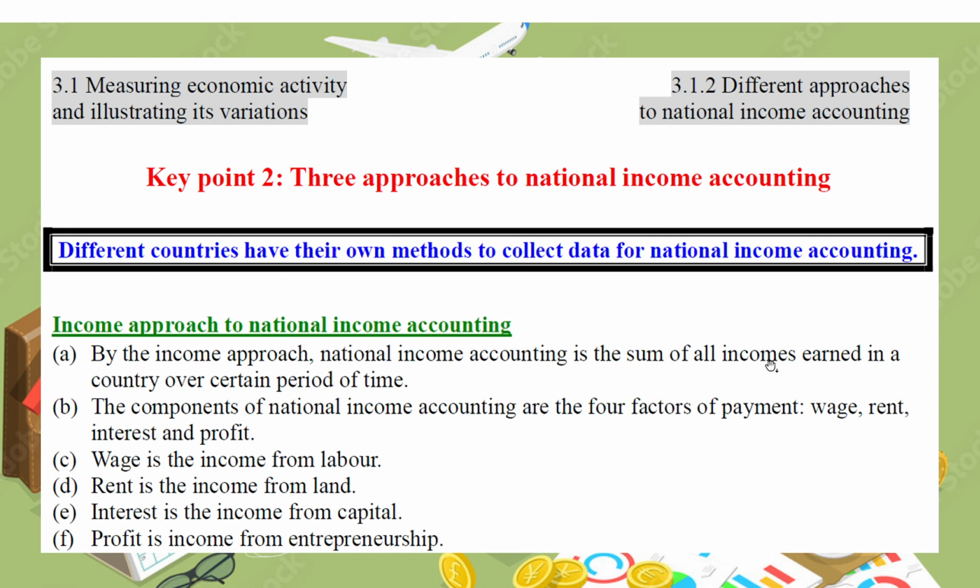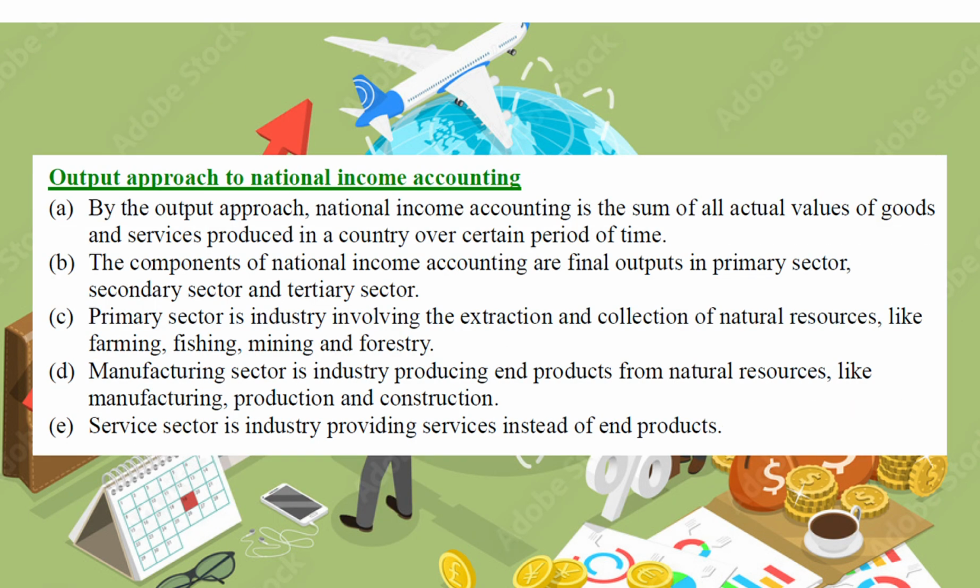But what is income? Yeah, four kinds of income. Do you remember? Wage, rent, interest, and profits. Okay. Wage is the income from labor, rent is income from land. Okay. In the general sense, okay. Interest is the income from capital, and profits is the income from entrepreneurship. Okay. And the other approach is the output approach.